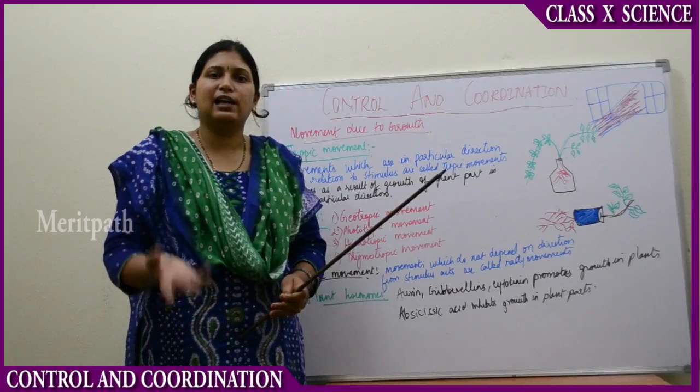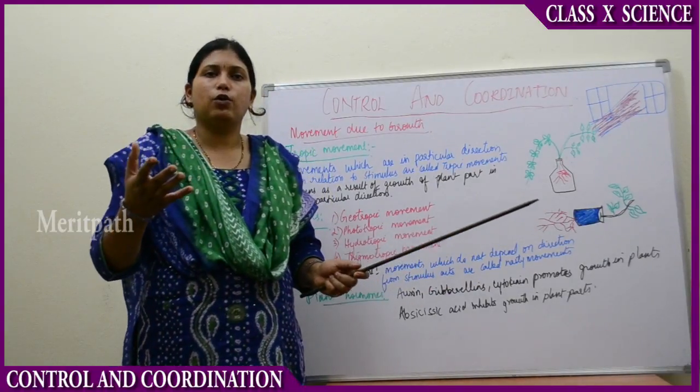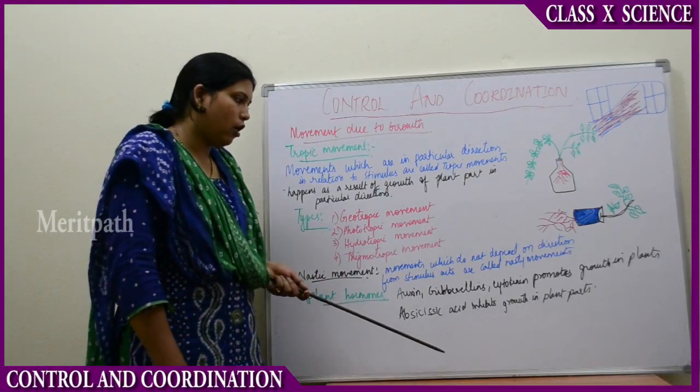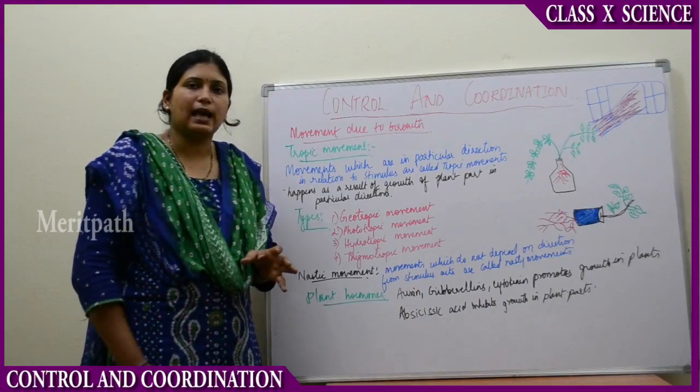Cytokinins initiate the cell division process. So all these three hormones promote the growth, whereas there are also hormones which inhibit the growth. That hormone is known as abscisic acid.